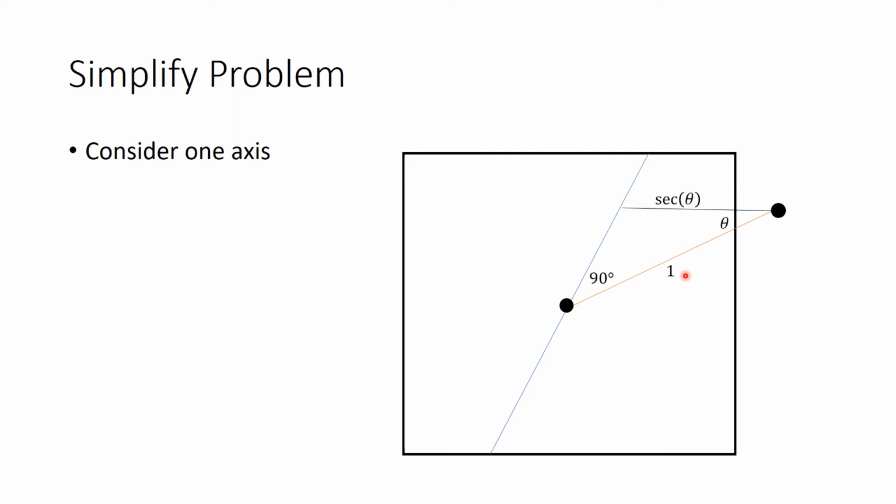So just by trigonometry here, this black segment represents the actual distance. We're trying to find the average length of this black segment for various angles and various axes. So it's equal to secant theta.